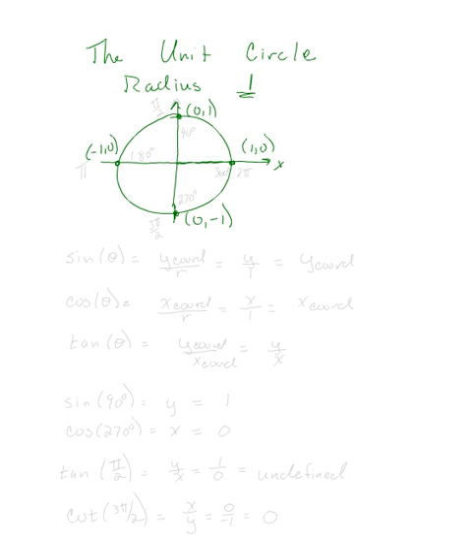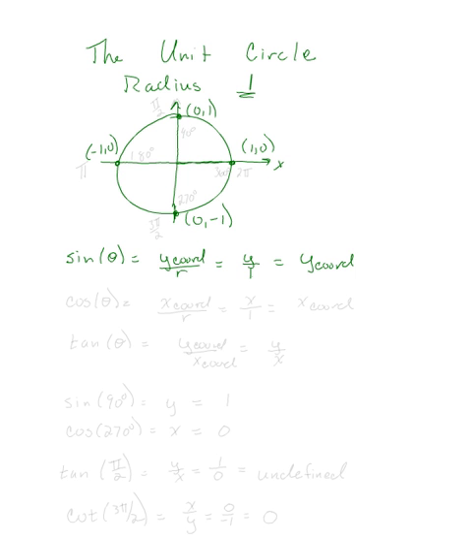Now, the reason why it's nice to look at a unit circle is because when you look at the definitions of the trig functions, they simplify quite a bit when the radius is 1. If we take a look at sine of theta, for example, the general definition is the y-coordinate divided by r, the radius. Well, on a unit circle, since the radius is 1, we'd have y divided by 1, which is simply y.